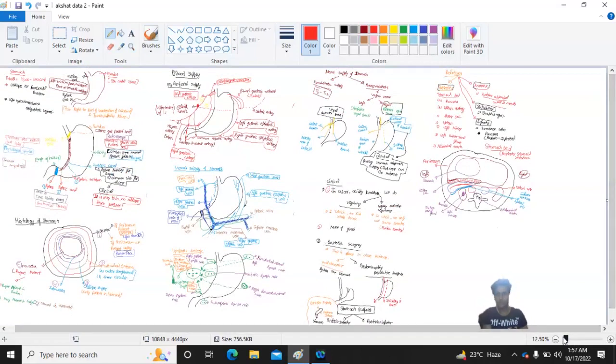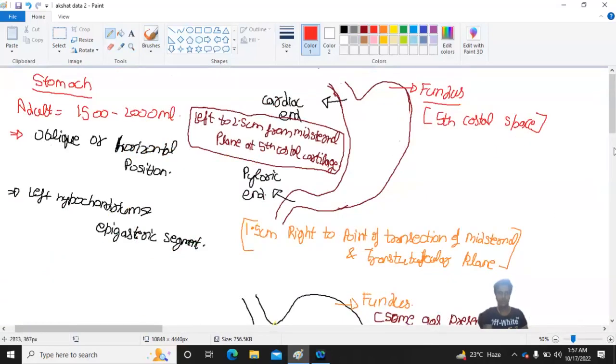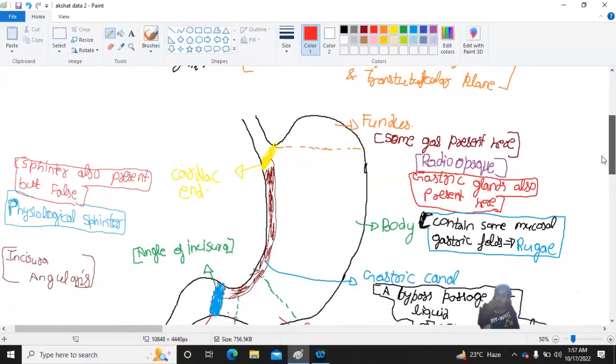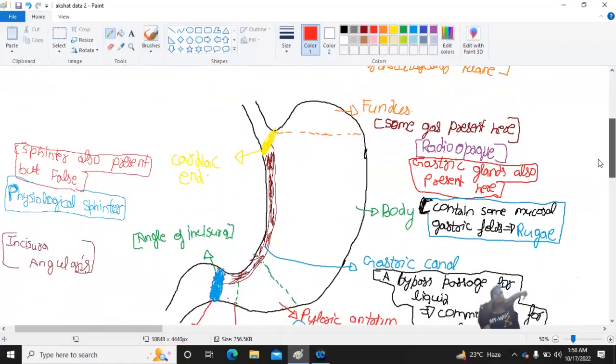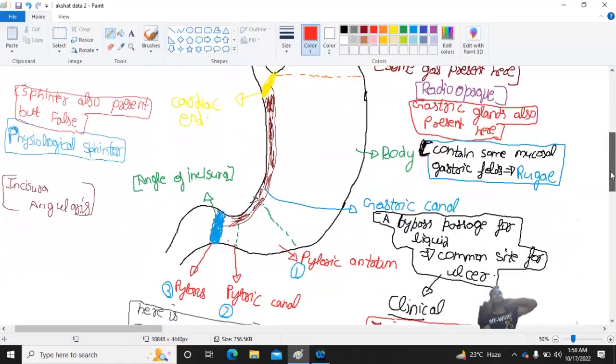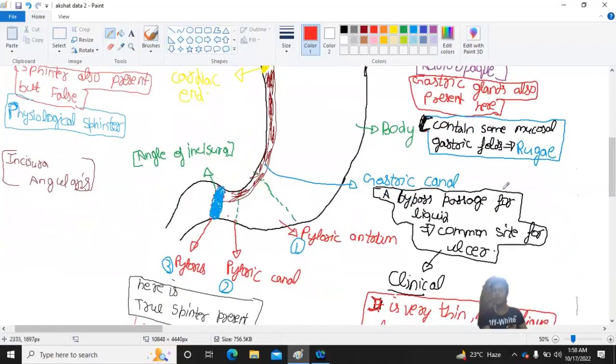All things we can recap from the start. This is the stomach: oblique layer, horizontal layer, position left cardiac, 2.5 centimeter left of the mid sternal line, fifth costal space fundus. This is seven. Wait. Seven, sorry. This is the seven, and this fundus is the fifth. Sphincter is also present, but false. Cardiac end is a false sphincter, and the other is the anatomical sphincter, the pyloric region sphincter, which is the true sphincter. In front of the pyloric sphincter, there is a vein which is called the prepyloric vein of Mayo.